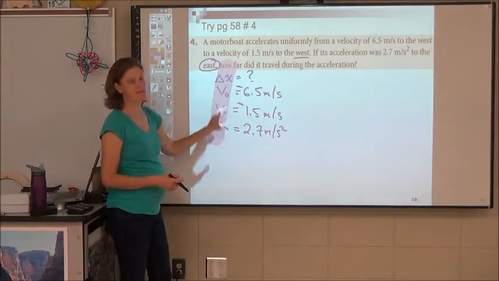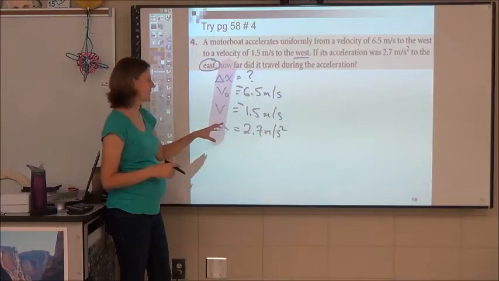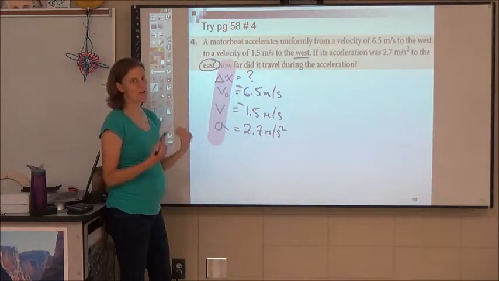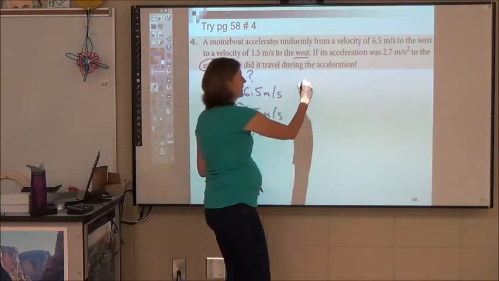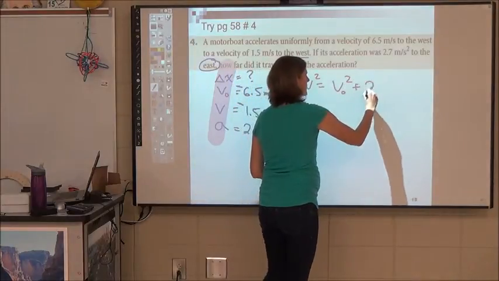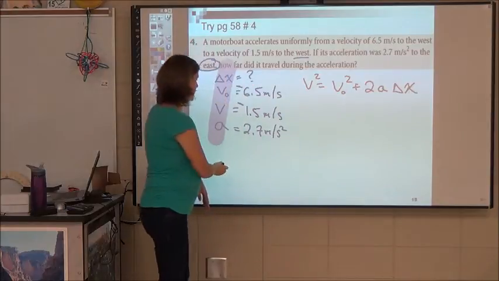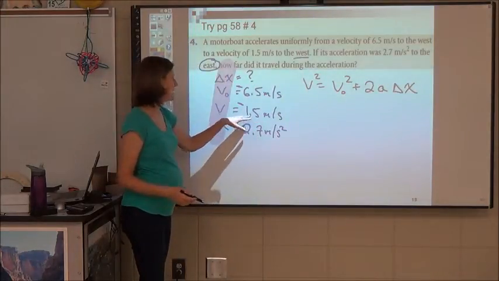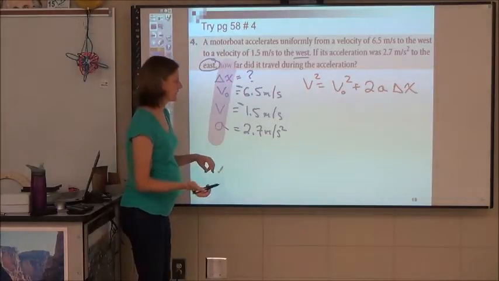So I don't have time. That's the last little kinematics variable I would possibly have. I don't have time. So the only equation that doesn't have time in it is that squared one that was last. So that's the equation I want to plug into. It is just plug and chug now. Even though these are negative values, it's not really going to matter in the end because I'm squaring them.